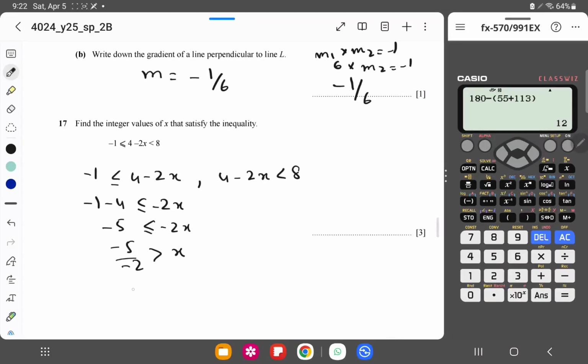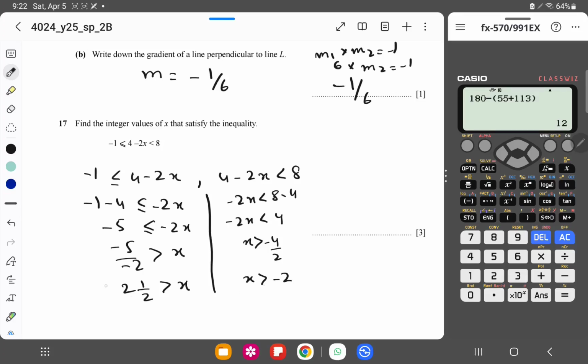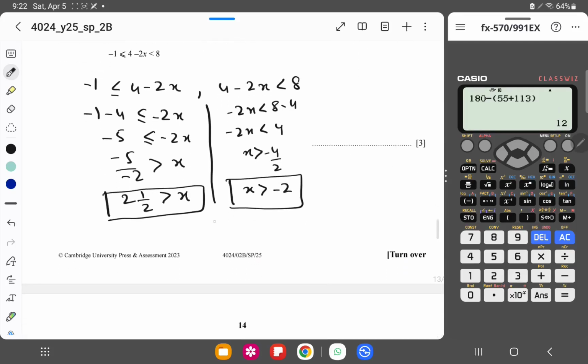So that is equal to 2 whole 1 over 2 is greater than x here. Now come to this solution. Minus 2x is less than 8 minus 4, and that is minus 2x is less than 4. x is greater than minus 4 over 2, and that is equal to x is greater than minus 2. These two answers you have, check in the number line also, you will get the solution.